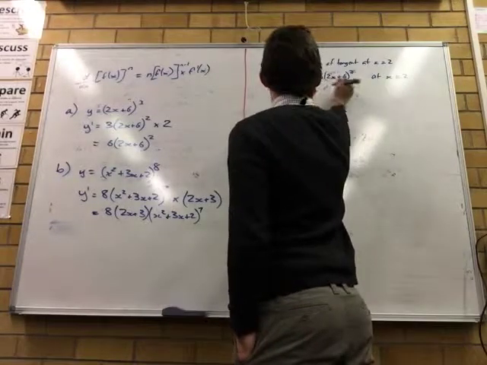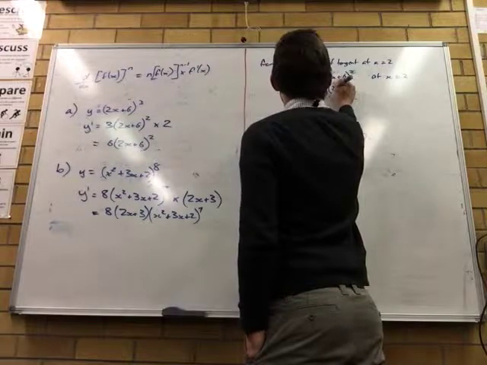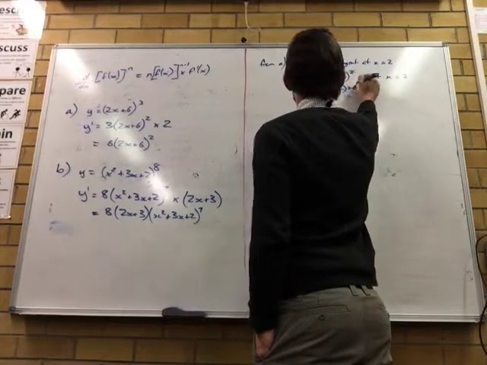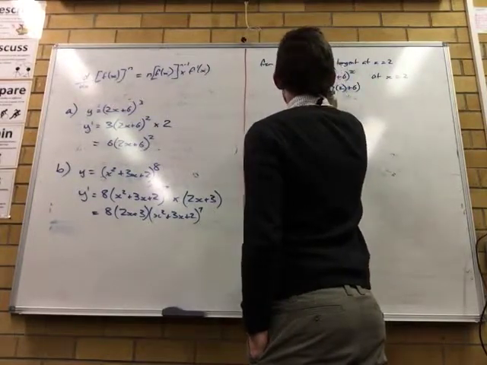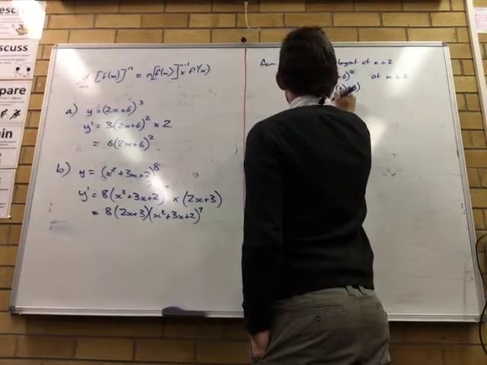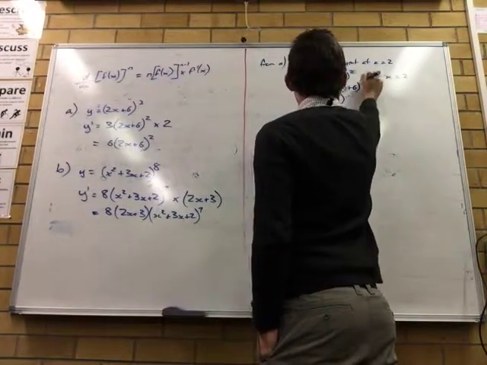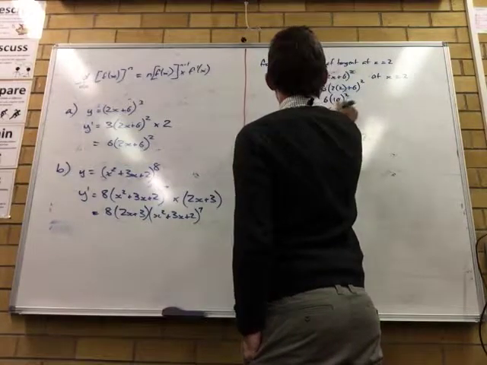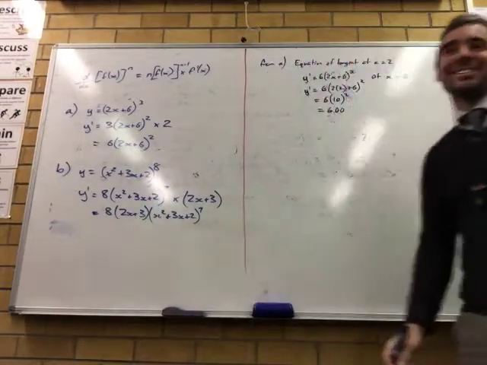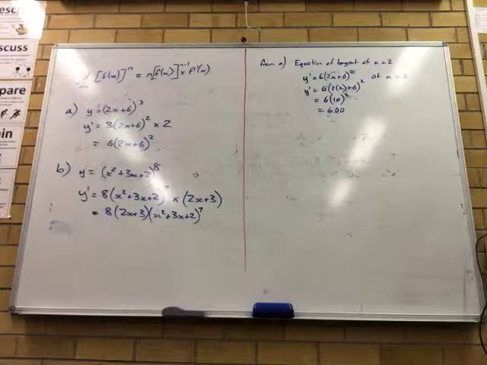y dash is 6 outside of 2 lots of 2 plus 6. So 6 lots of 4 plus 6, 6 lots of 10, all to the power of 2. So we've got a gradient of 600.